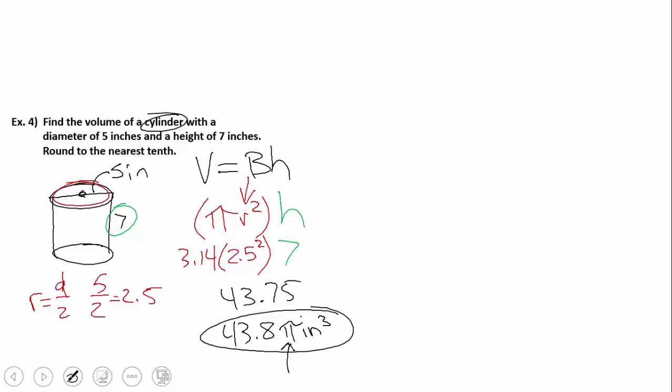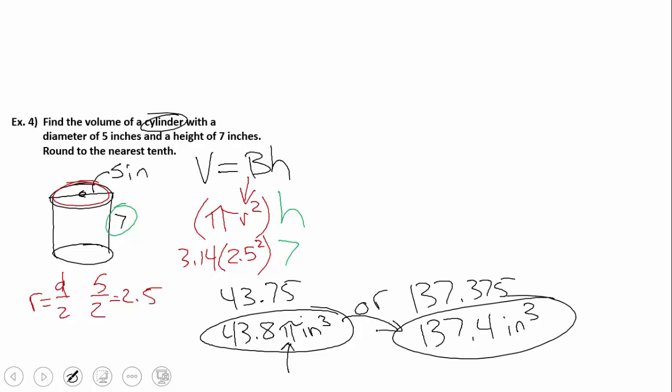Remember, writing our answer in terms of pi. Or, if I multiply the whole darn thing out, I get 137.375, rounding to the nearest tenth, that's 137.4, and again, inches cubed. Okay? So either one of these is acceptable. We're multiplying both, leaving one in terms of pi, the other as the full answer. So you have to read the directions. Sometimes it will ask you, hey, write your answer in terms of pi. And so bingo, there we go.